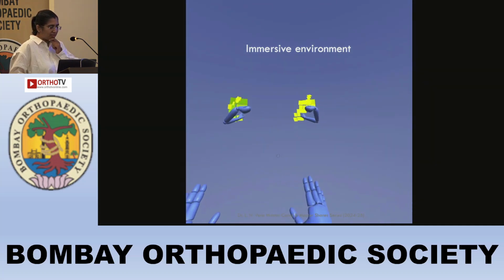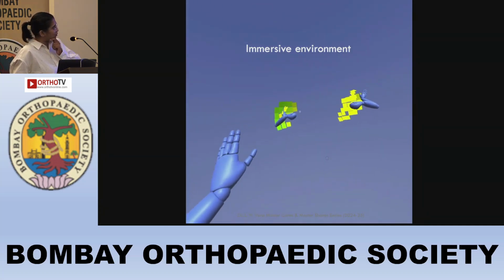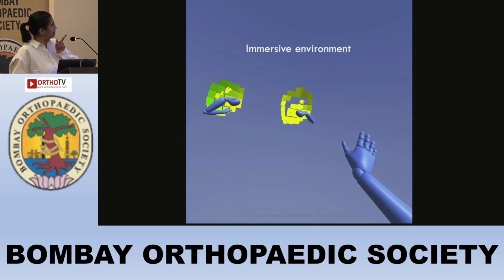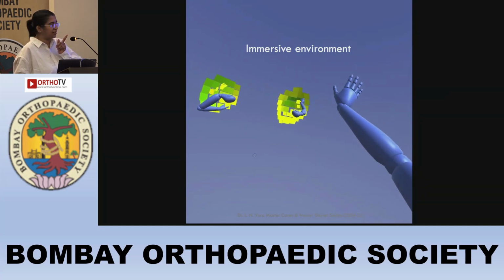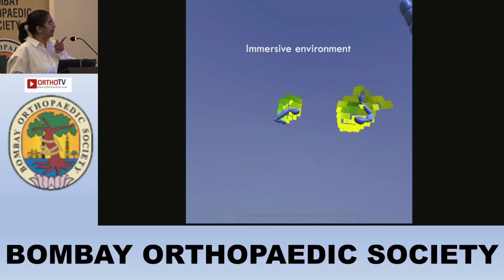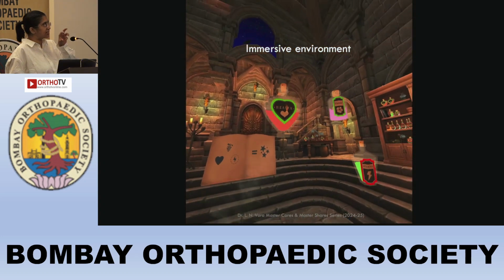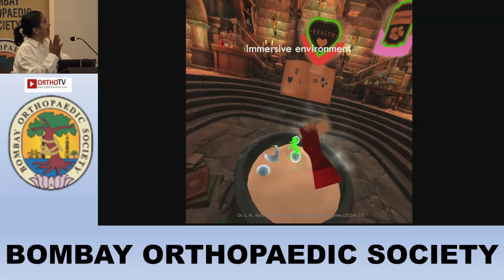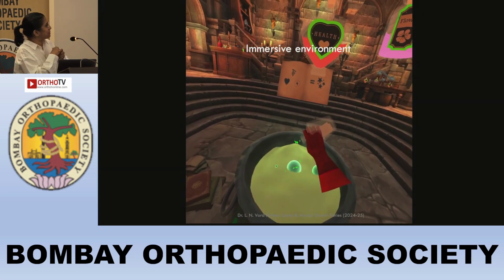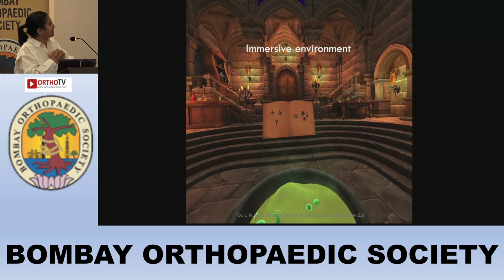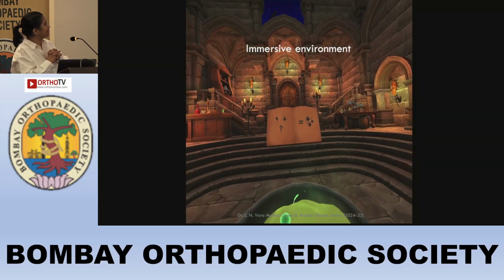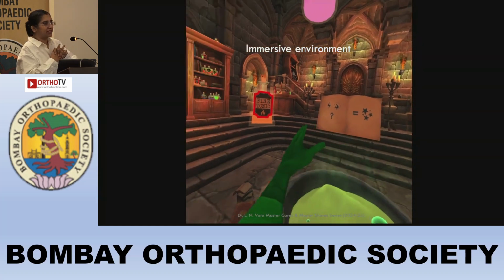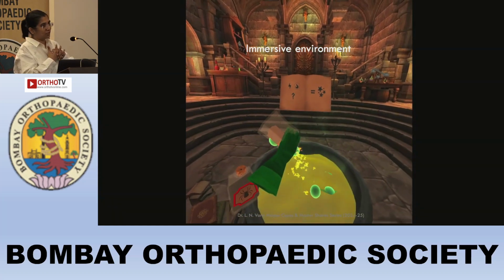So if you see, the right hand has a better range of motion and the left doesn't. And as they are in this virtual environment, they don't feel pain as much. Their focus is more on trying to win the game. Here we've asked them to collect a magical potion and get as many points as possible. And here we've seen that the patients actually gain more motion immediately.